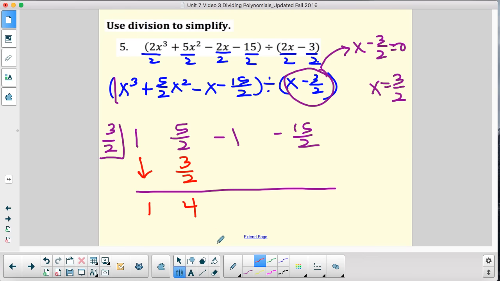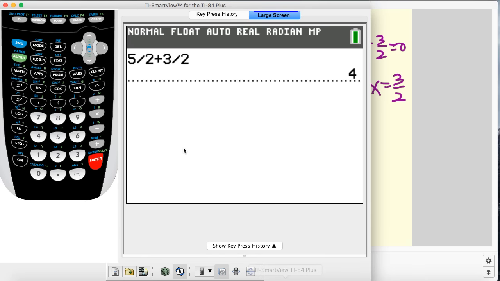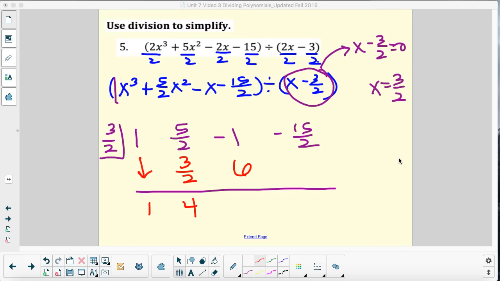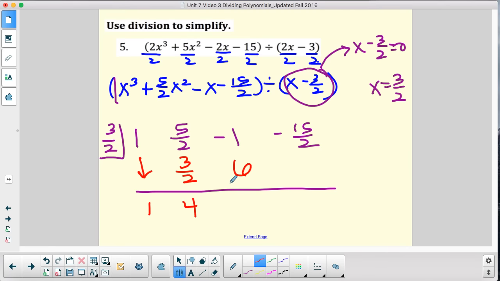Then we do 3 over 2 times 4. So if you don't feel comfortable with that, you can do it on your calculator. I'll show you in a second. But you would do 3 times 4, which is 12. 12 divided by 2 is 6. So we go ahead and do it on here. We had 4, and we had to take it times 3 divided by 2. Once again, gets me 6. And then I'm going to go ahead and take negative 1 plus 6, which gives me 5.